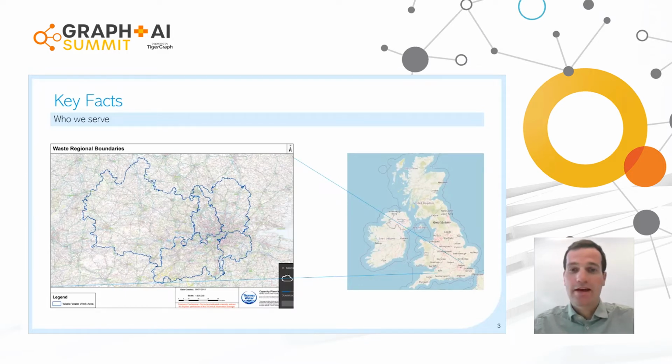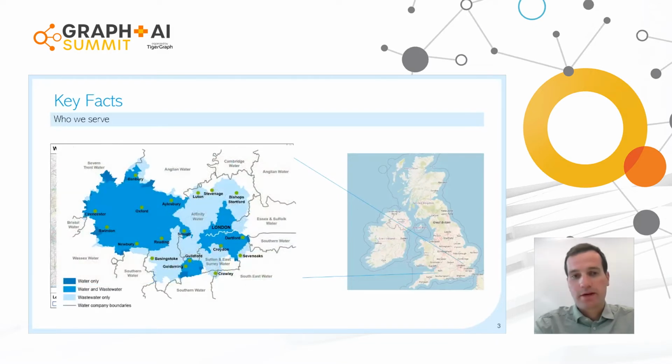So this is the area we serve. We cover London and parts of the southeast in the UK. And these are our regional boundaries. Today we're speaking to you from a little town called Reading. This is where our HQ is based, just outside of London. And our company is named after the River Thames, which flows through London.